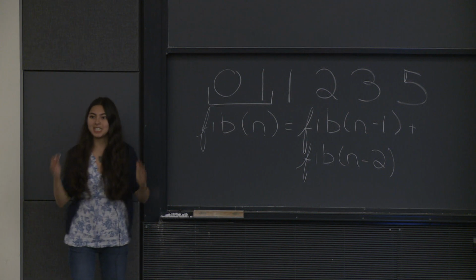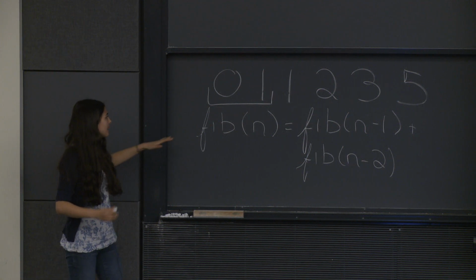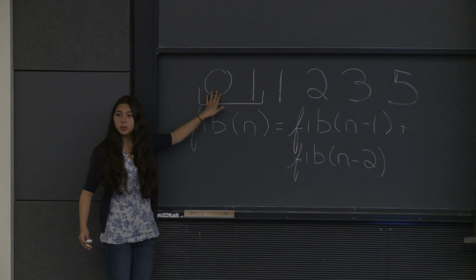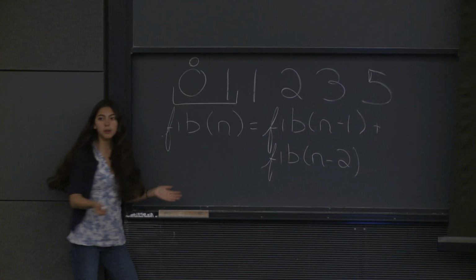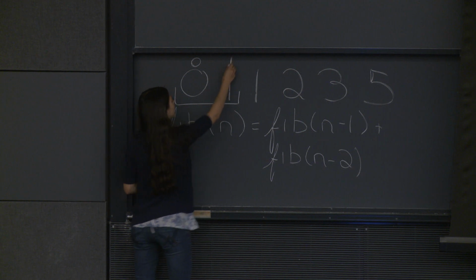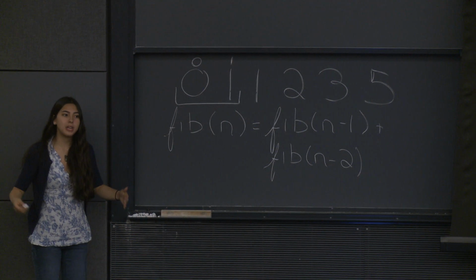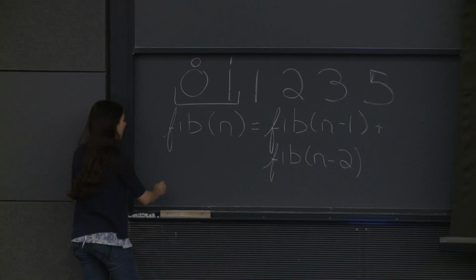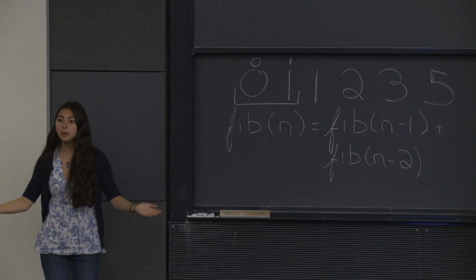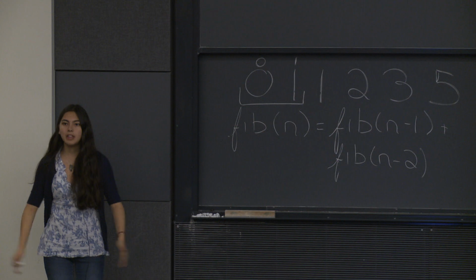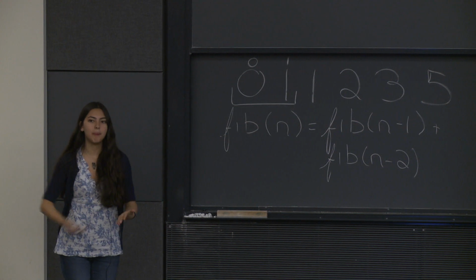So at some point we need to stop. At some point we need to say that these two just have their own definitions. The 0th Fibonacci number is 0, and the first Fibonacci number is 1. So the way I might code this, I would say if n is less than 2, then just return n. And that would be my base case. That's how I know to stop with a recursive function.